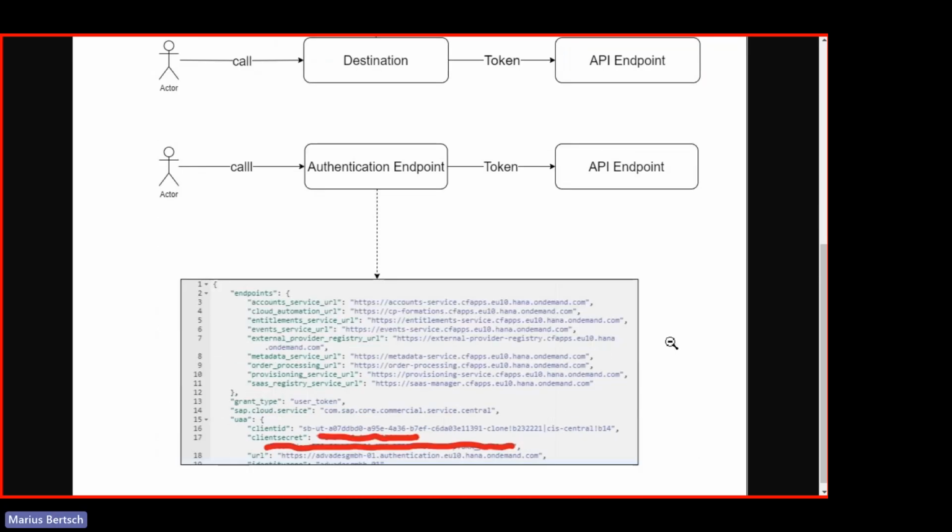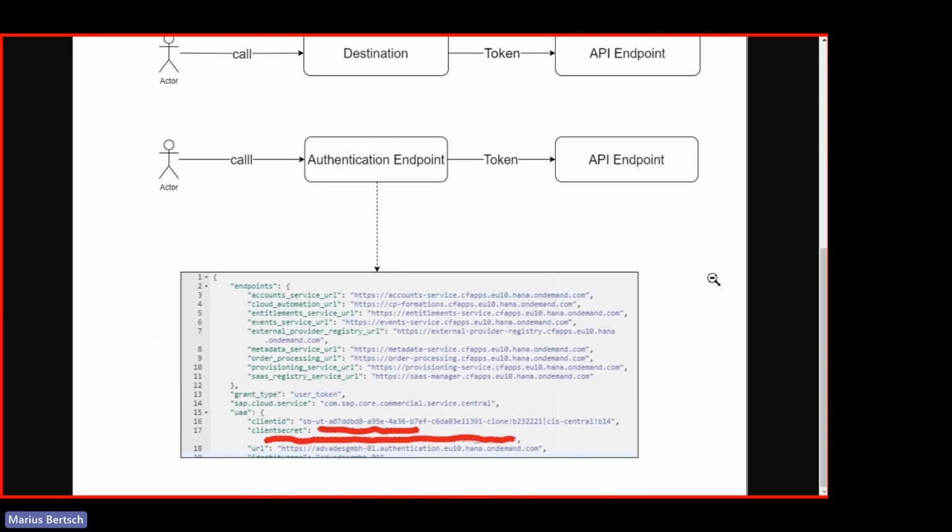Or if you can't make a destination, you have to use the binding to call the authentication endpoint, which is stored in the service key in the binding, as you see down here, the URL. And then with client ID, client secret, for example, you get a bearer token in return. And with the token, you can call the API endpoint. In this example here, also the account service.